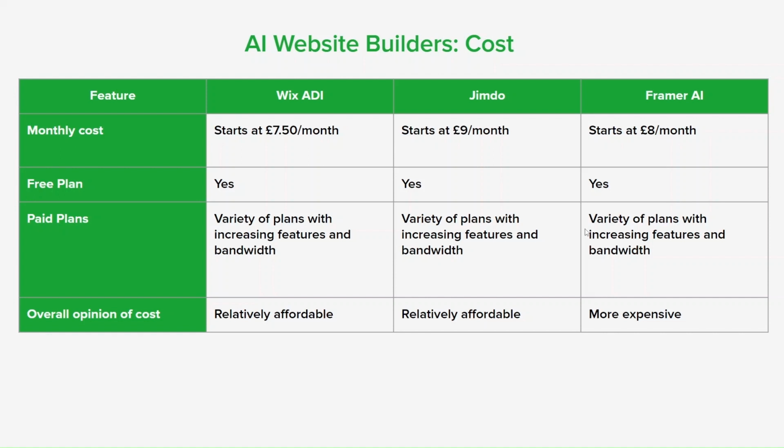So now let's look at cost. This is just some various costing for each of them as of right now. Always make sure to check out for yourself what the costs look like. But with Wix ADI, it starts at $7.50 a month. So let's take a closer look at that.